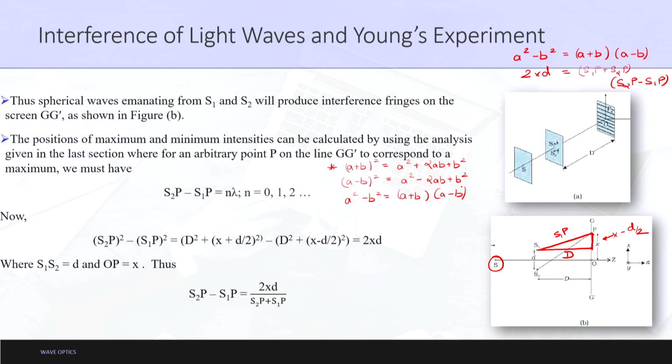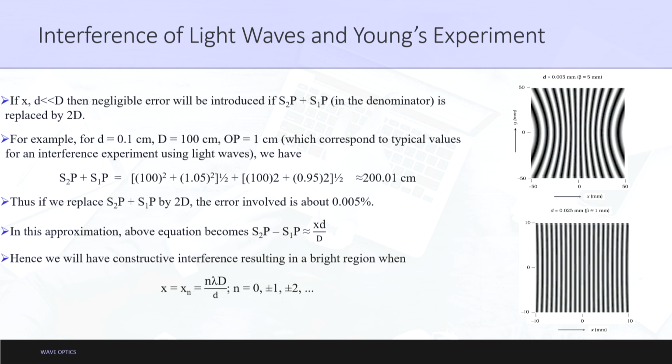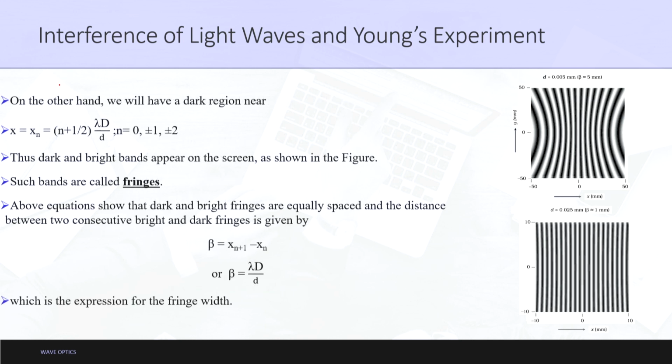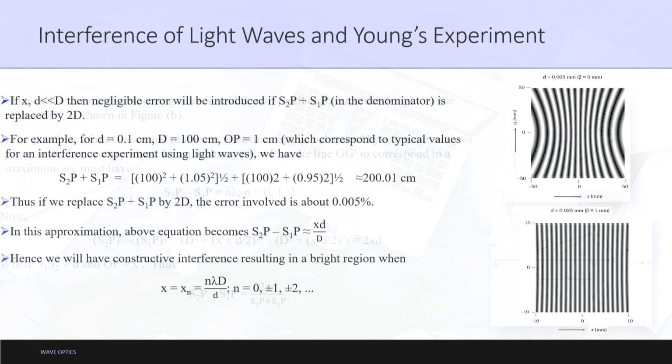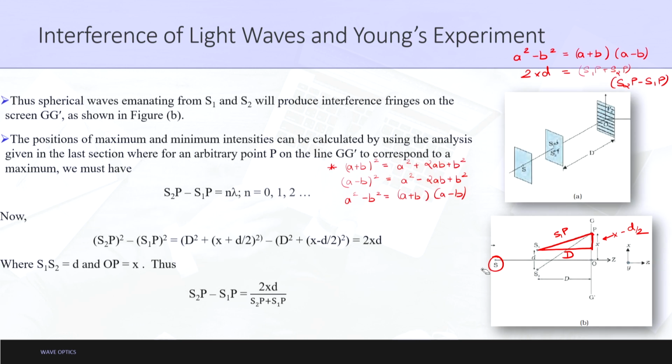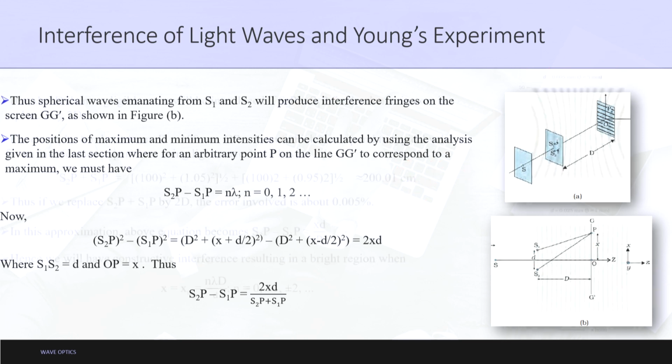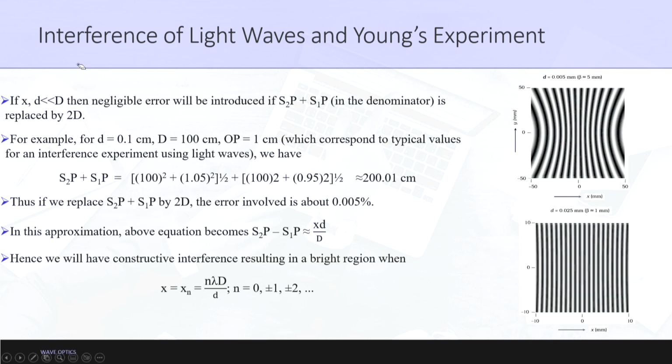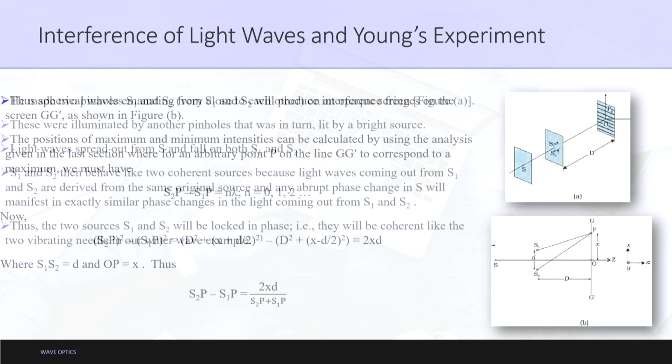Okay, so moving on, s2p minus s1p equals 2xd upon (s2p plus s1p). Now please make sure of the next point, that x and d are very small compared to capital D. What does it try to explain by x and d here? These are the distances. Please look at the figure below. This is the small x distance, and this is the small d distance. It explains that this small x and this small d are very much smaller than this capital D.